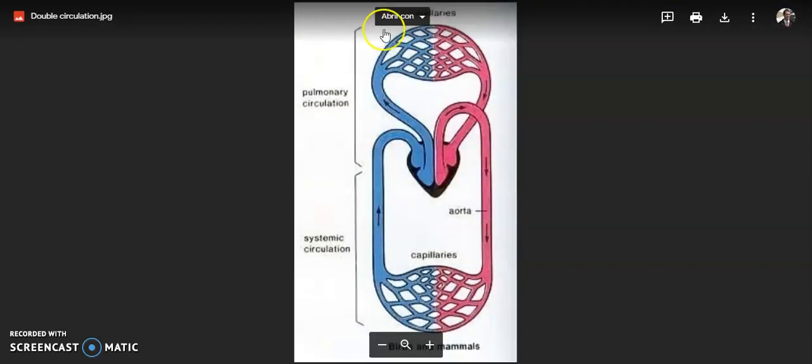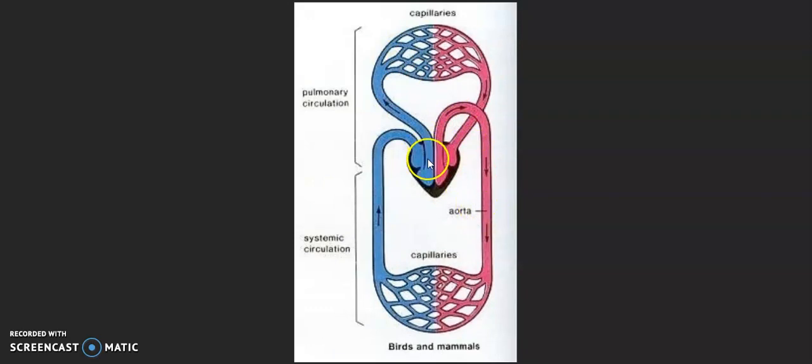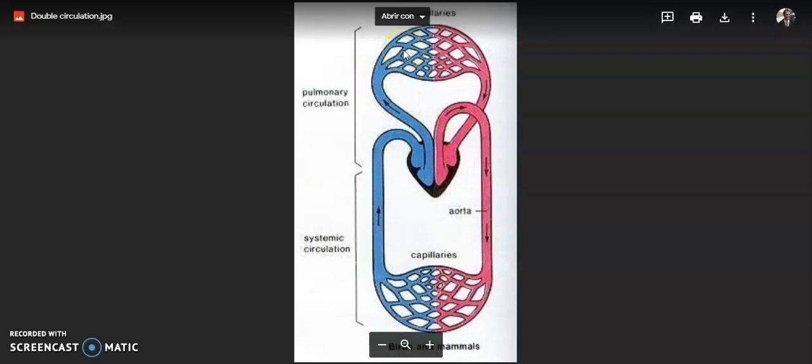So let us see what happens in our circulatory system. This is our circulatory system. Here we are in the blue part. When the blood gets out of the heart and into our lungs, it goes to the lungs.